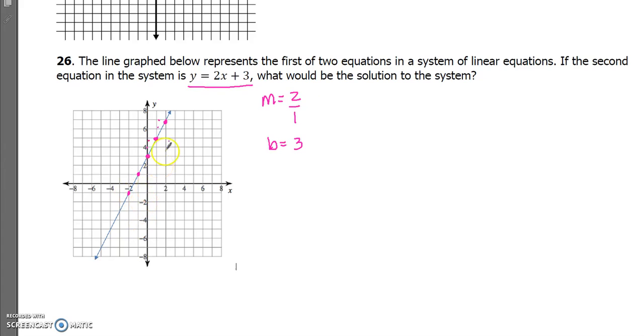Okay, what seems to be happening? It looks like it would be the very same equation. So what's my solution to a system where I have the very same equation both times? Guys, remember, it would be infinitely many solutions.